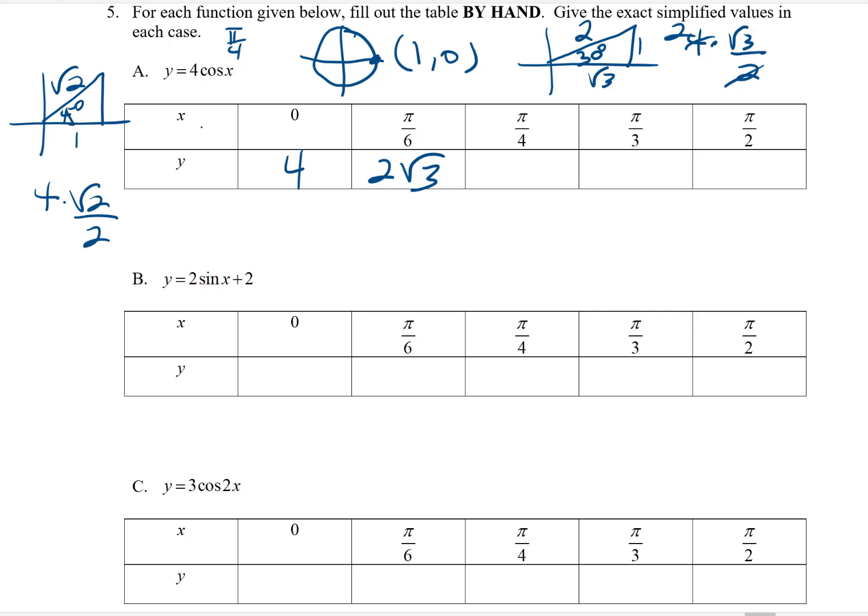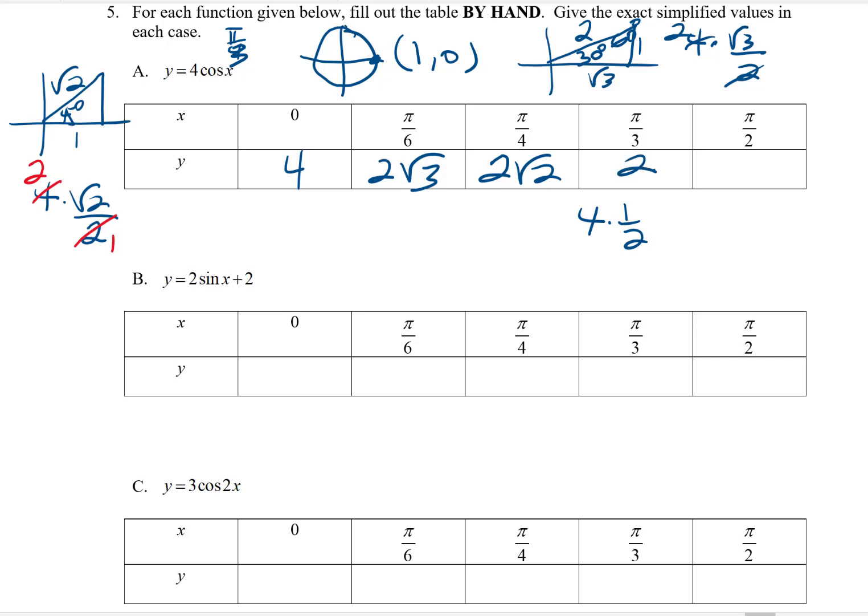But as always, I'm multiplying here that answer by 4. 2 goes into 4 twice, and so my final value here would be 2 square root of 2. Let's see, for pi over 3, that's 60 degrees. I can get that off of this picture here. The cosine ratio would be 1/2. And obviously 4 times 1/2 would be equal to 2.